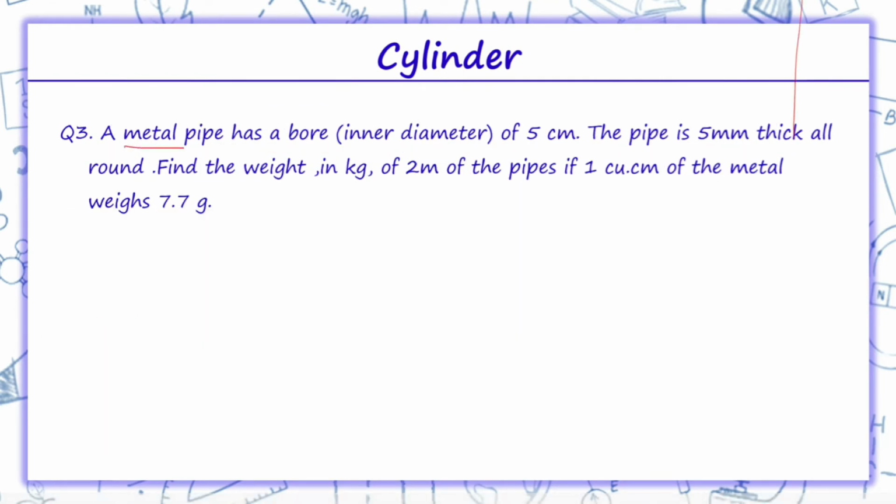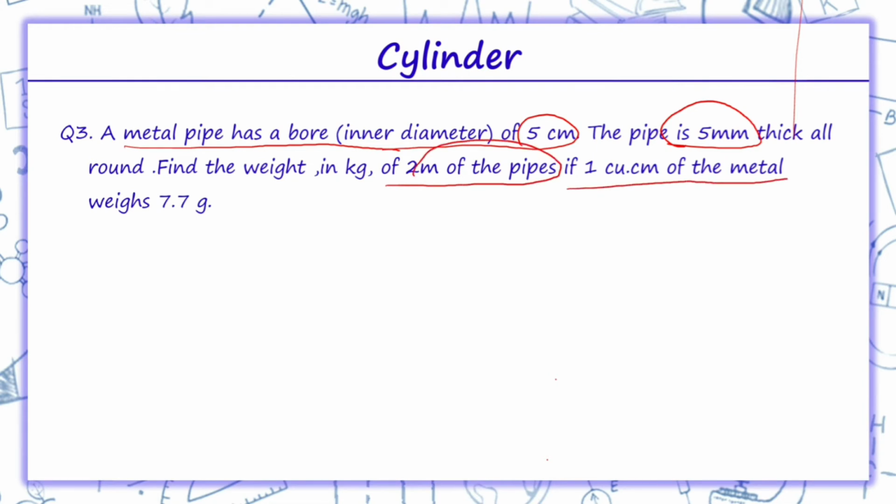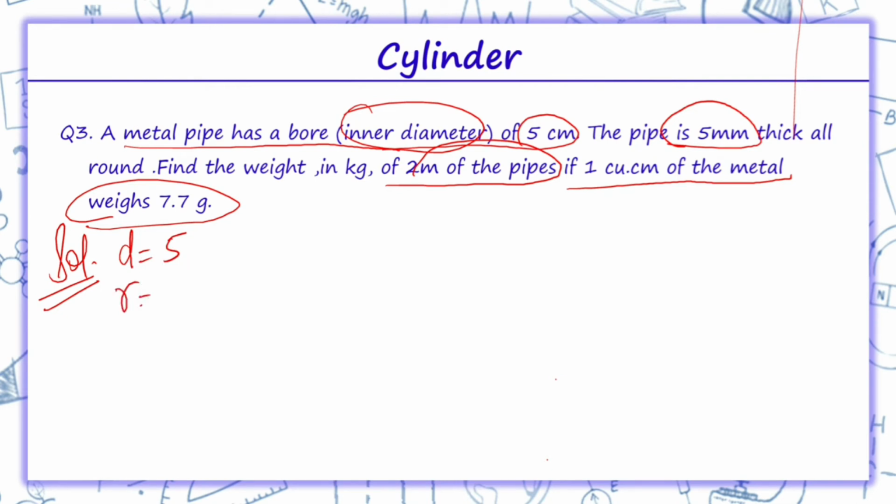The question is, a metal pipe has a bore inner diameter of 5 centimeter. The pipe is 5 millimeter thick. Find the weight in kg of 2 meter of the pipe if 1 cubic centimeter of metal weighs 7.7 gram. Now what they have given to us is the inner diameter. That means small d is 5, so small r will be 2.5, and the thickness is given to us, that is 5 mm. So thickness is 5 mm.